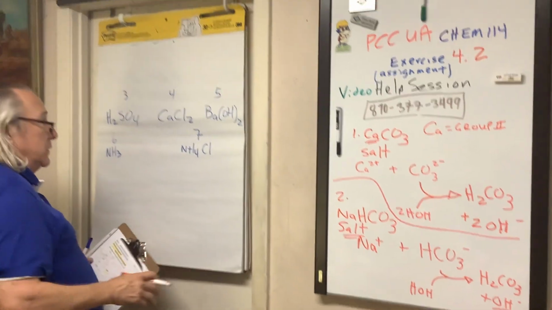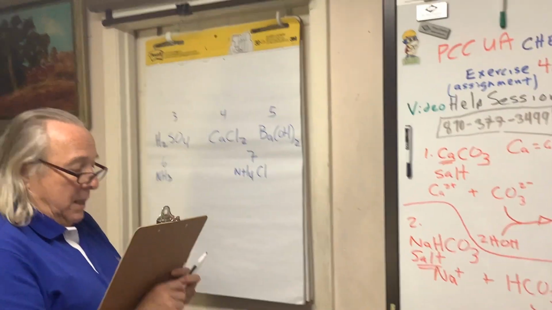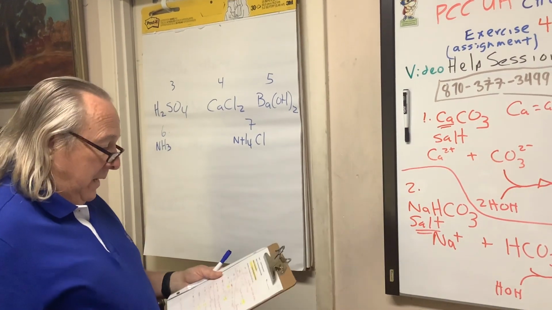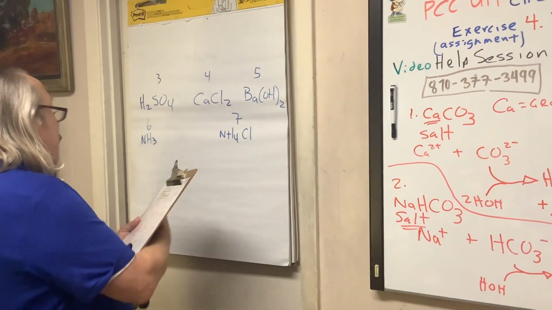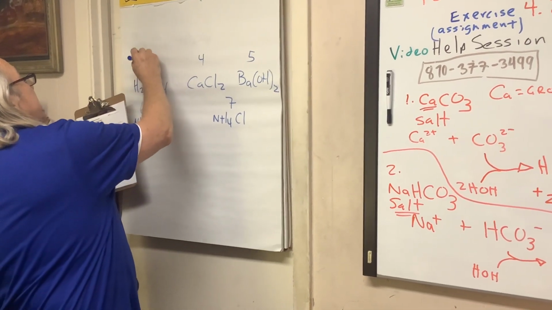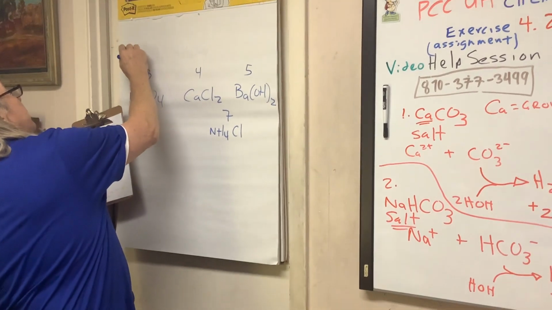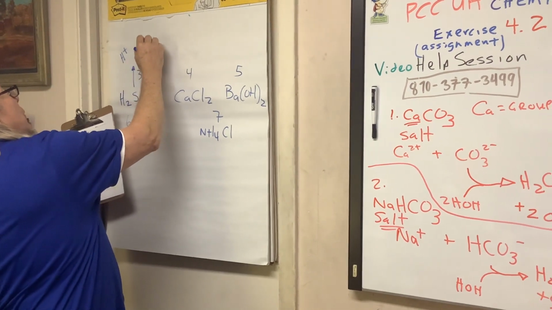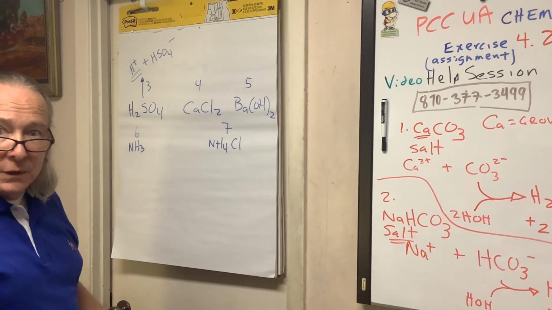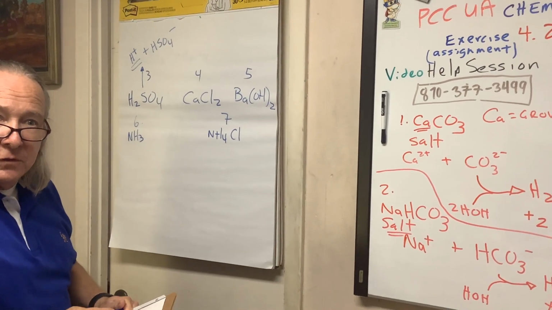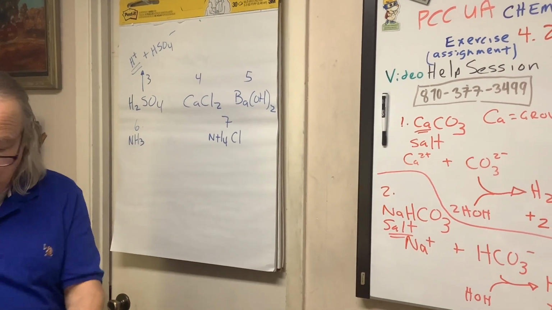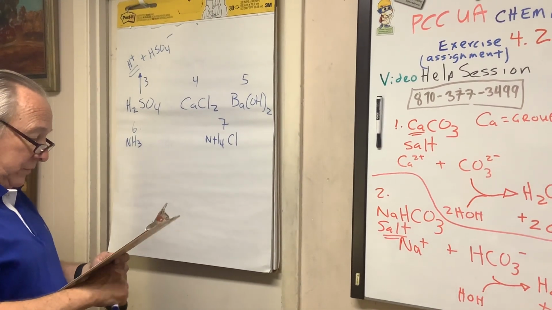So let's go to the other ones real fast so we can move on to the second page. This one is sulfuric acid, one of the strong acids, at least for the first H plus. This breaks down into H plus plus HSO4 minus. That's an acid, a proton donor, something that produces H plus dissolved in water, since we're talking aqueous solutions.